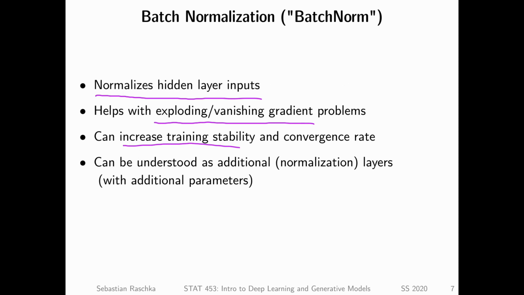You can think of it simply as an additional layer. It can be understood as an additional normalization layer. It's a normalization method, but you can also think of it as a layer in the network because it has its own parameters that have to be learned using stochastic gradient descent or any gradient descent method based on backpropagation. So there are additional parameters when you use batch normalization.